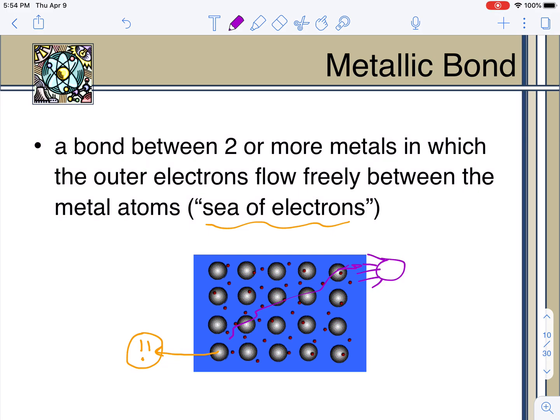That happens because the electrons are not tied down to any one given atom, and that means sticking a fork in an outlet is a really, really terrible idea, so let's not do that.